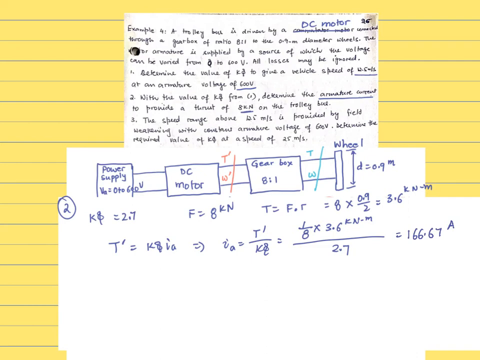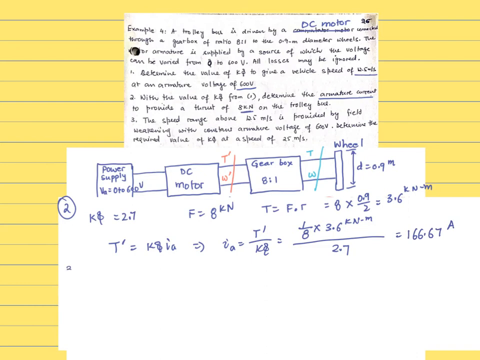Okay, so that's the second part of the question. The third part of the question is we're looking to calculate the speed range above 12.5. So 12.5 it has achieved with 600 volt as the armature voltage. But now we're going to apply field weakening with the constant armature voltage of 600 volts in order to require the speed of 25 meters per second.